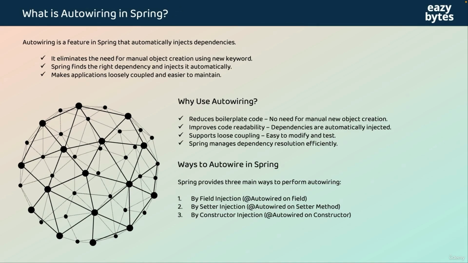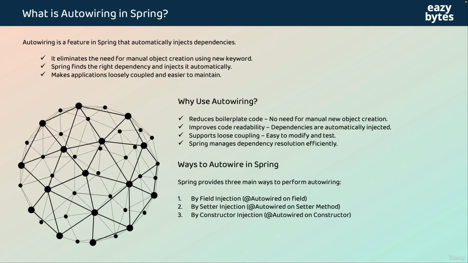What is autowiring? Autowiring is a feature in Spring where the framework automatically injects the dependencies by using the dependency injection concept. As a developer, we just have to give the clue to the Spring framework that so-and-so bean is dependent on so-and-so other bean. With the help of autowiring, we can eliminate the need for manual object creation using the new keyword. The Spring framework finds the right dependency at runtime and injects the dependency into the bean automatically.